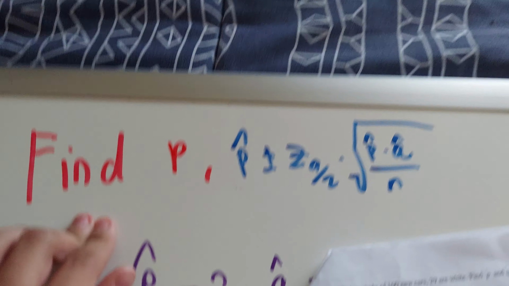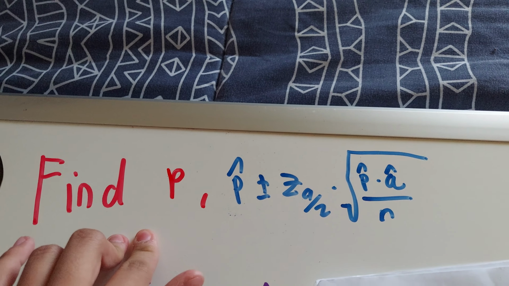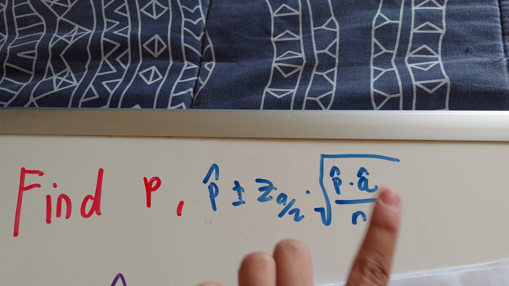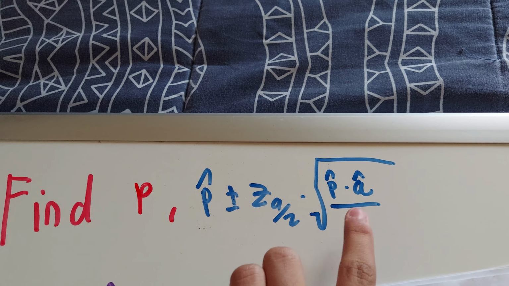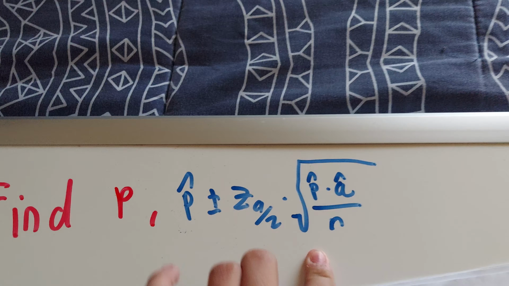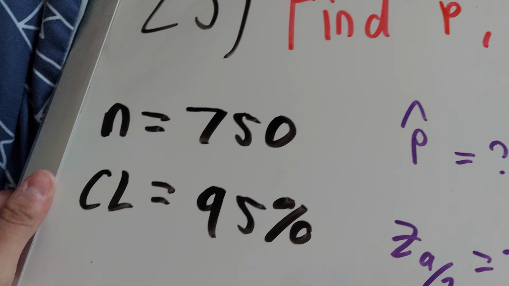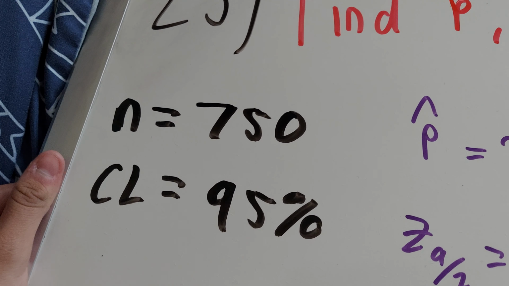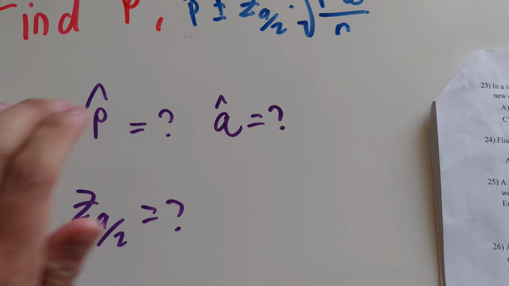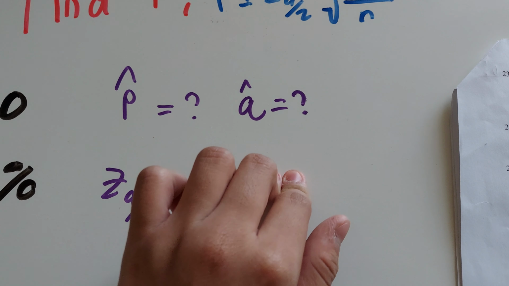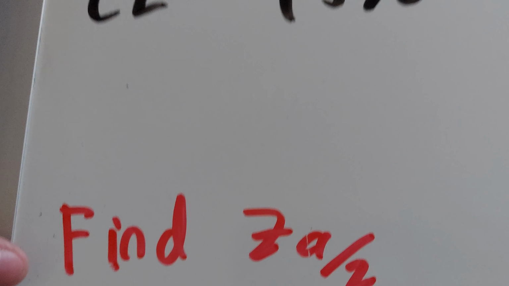So to find P, we're going to be using this formula: P hat plus minus Z alpha over 2 times the square root of P hat times Q hat divided by the sample size. So let's write down what we know. What we know is that the sample size, n, is equal to 750. The confidence level is equal to 95%. What we want to know is P hat, Z alpha over 2, and Q hat. So let's get right into it.